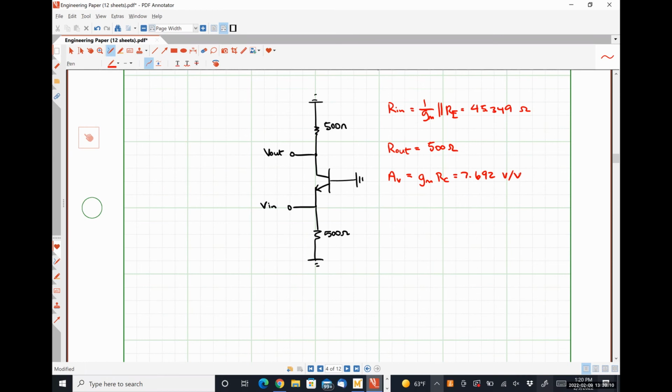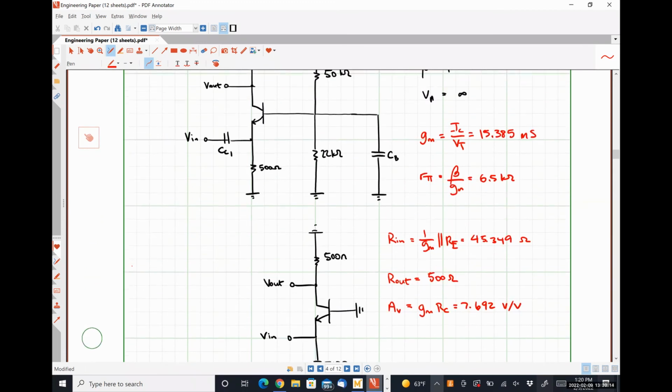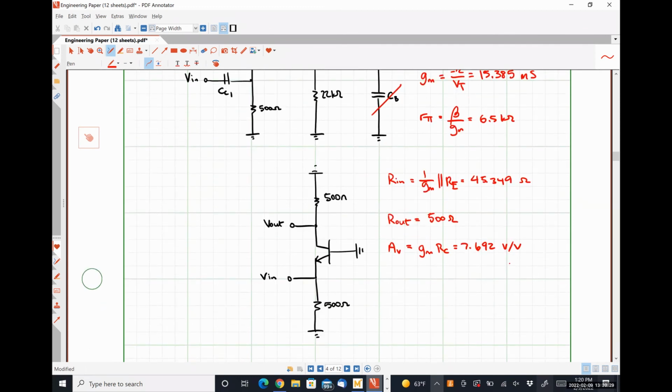All right, so let's revisit this if CB isn't there. I don't mean we're shorting it out, I mean we're open circuit. If we're shorting it out, it wouldn't make any difference whatsoever. What change would we see on our simplified model?